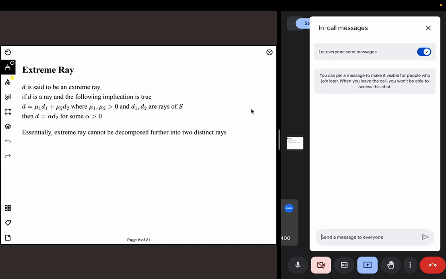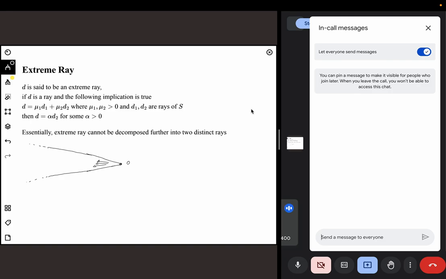The next is the concept of extreme rays. Just like extreme points, we have the concept of extreme rays. So if you take the same previous example for an unbounded set, so this is what I had previously. Everything in this goes on infinitely in one direction. Let's say it is unbounded. Now, for extreme rays, you have rays here. So all of these are rays.